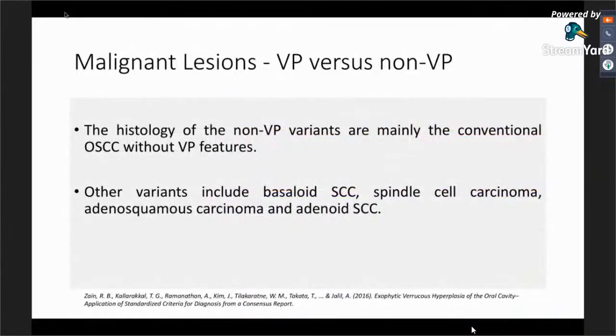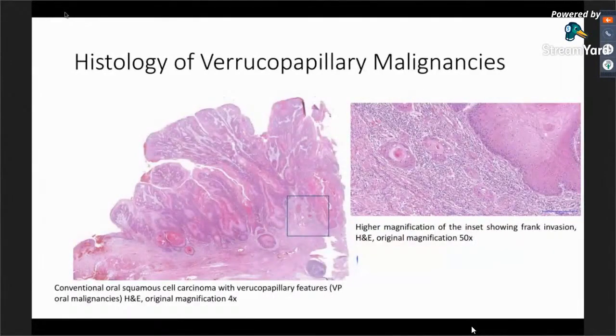So let's now talk about malignant lesions, verrucopapillary versus non-verrucopapillary. The histology of the non-verrucopapillary variants are mainly conventional SCC without verrucopapillary features, and the other variants are basaloid squamous cell carcinoma, spindle cell carcinoma, adenosquamous carcinoma, and adenoid squamous cell carcinoma. And these are the histology of verrucopapillary malignancies.